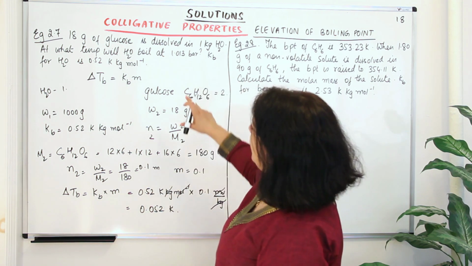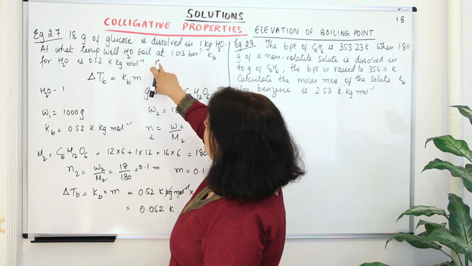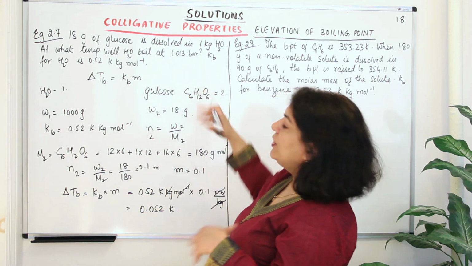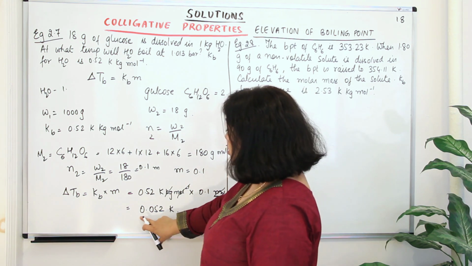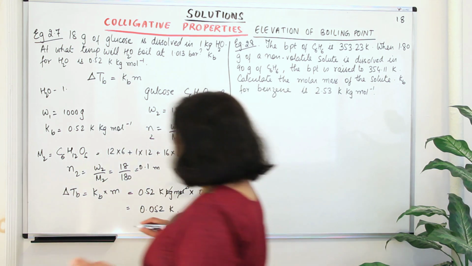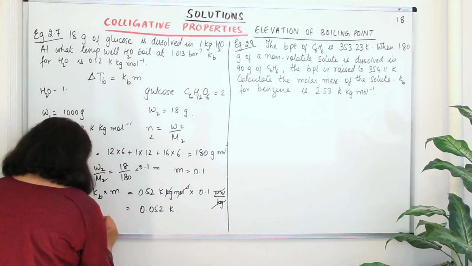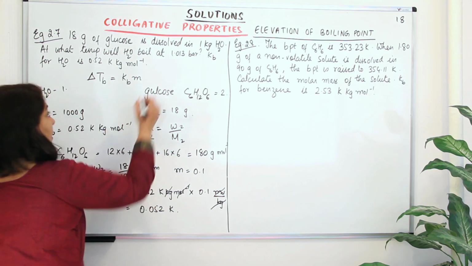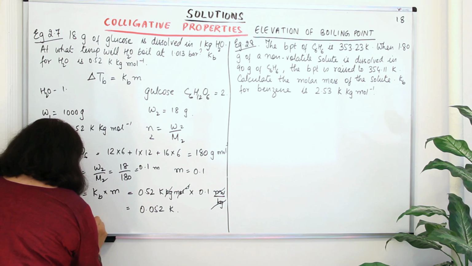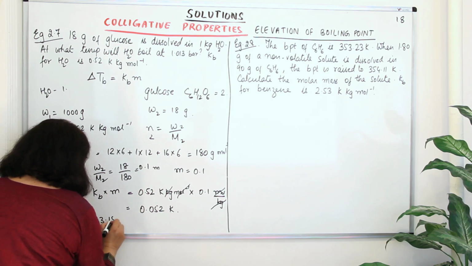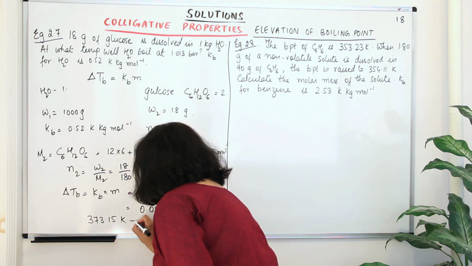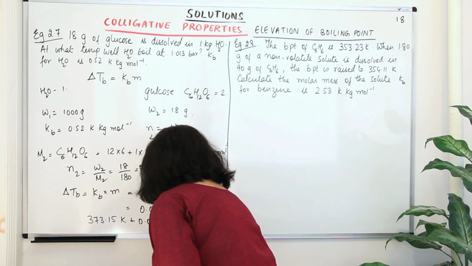Now what is the boiling point given? At what temperature would water boil at 1.013 bar? In this solution, the elevation is 0.052. We know that water boils at what temperature in Kelvins at 1 atmosphere or 1.013 bar? The boiling point of water is 373.15 Kelvin. And this is the increase in the boiling point. So you will add this 0.052 Kelvin.